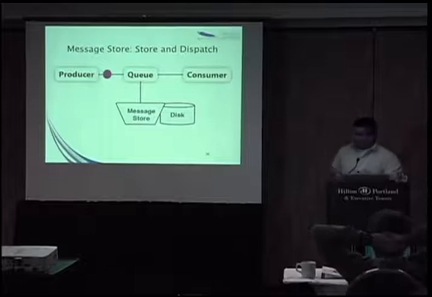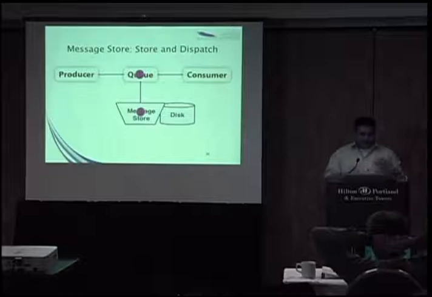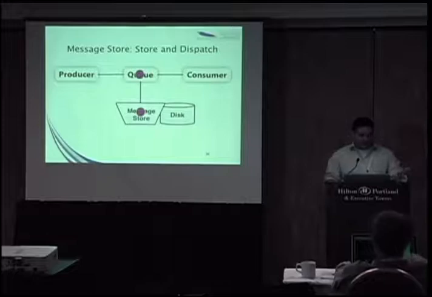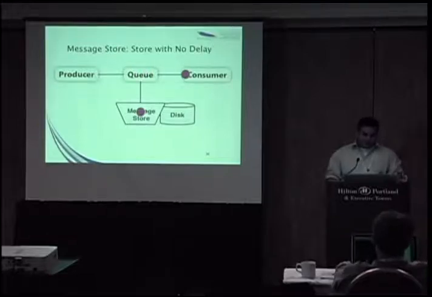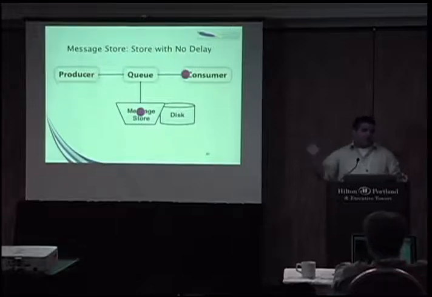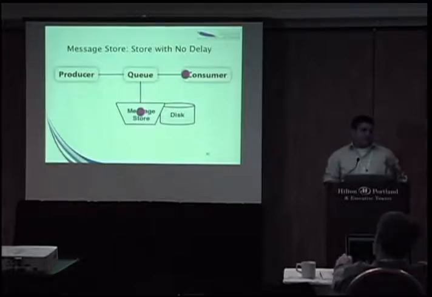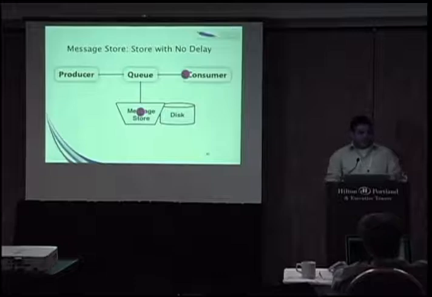So let's say we have a producer sending a message to a queue. Typically what happens is the message gets sent to the message store and the queue tells it, hey, I need you to store this message. And then at the same time, it says, I can send this to the consumer anyways. At this point, the producer still hasn't gotten an ACK back, so the producer doesn't know if the broker has actually received the message or not. He's going to assume he hasn't. For example, if the broker dies, he'll just re-deliver the message, no big deal.